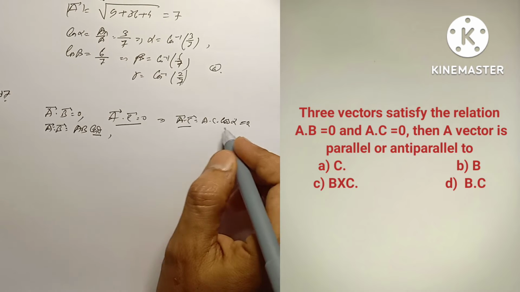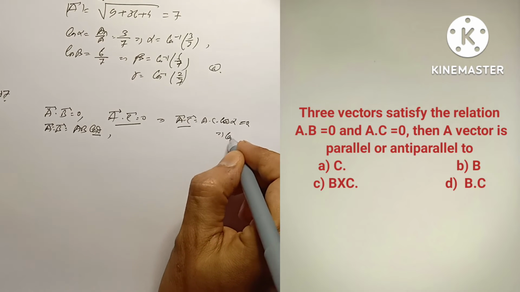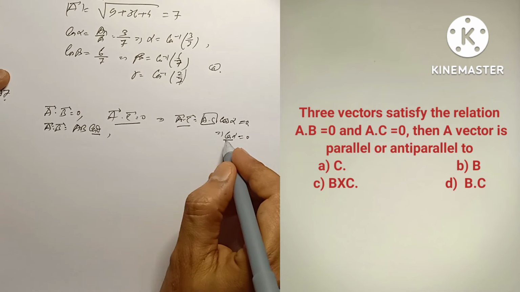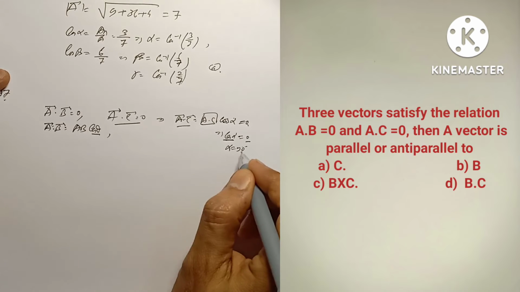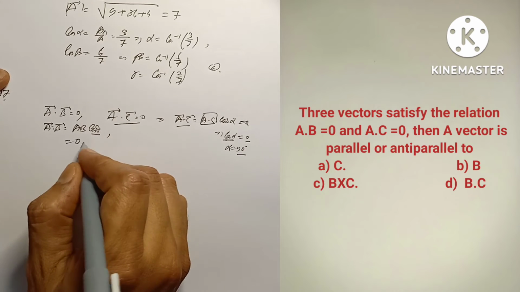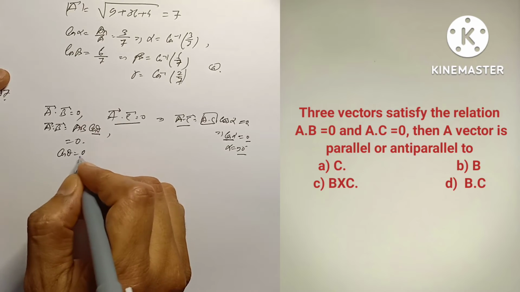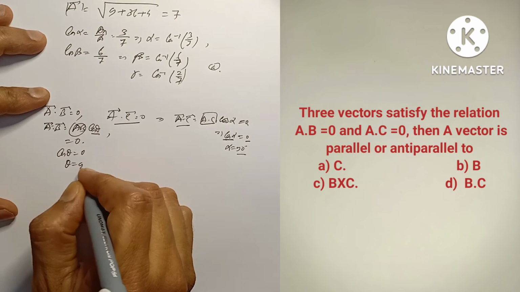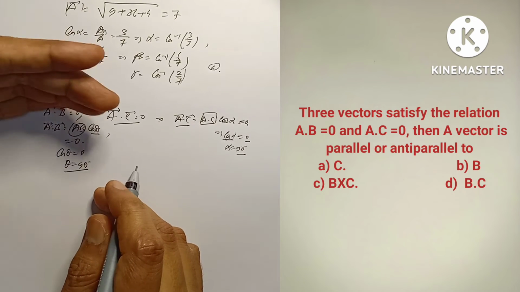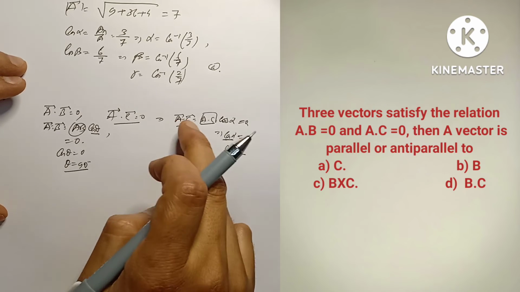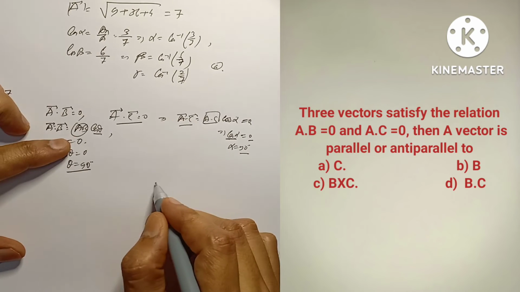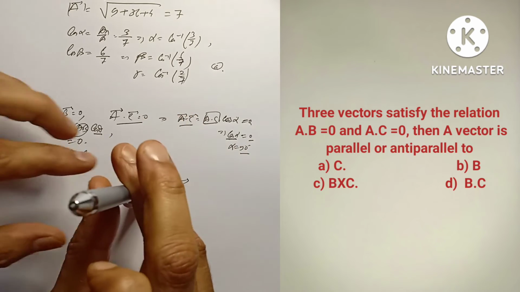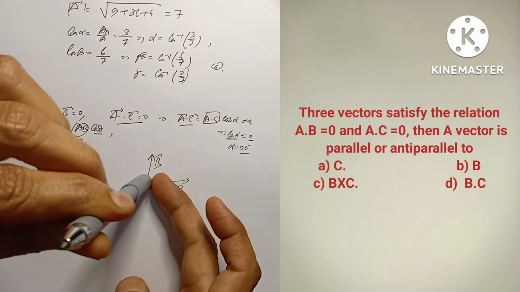As these are 0, then cos alpha will be 0 because a and c cannot be equal to 0. So if cos alpha equal to 0, then alpha equal to 90 degree. And also from this relation we get cos theta equal to 0, as a and b cannot be equal to 0. So we get from this relation theta equal to 90 degree. That means a and b both are perpendicular. Also a and c are perpendicular. That means a is perpendicular to both b and c.